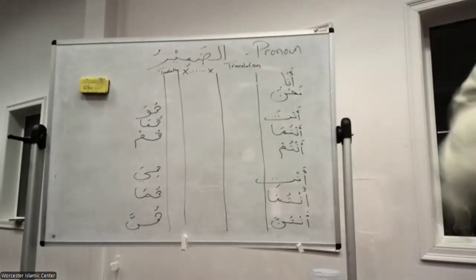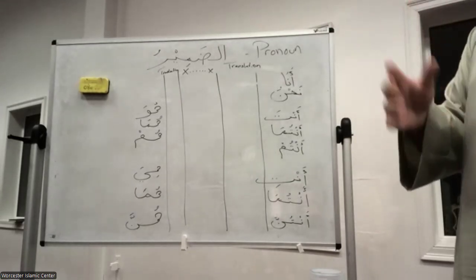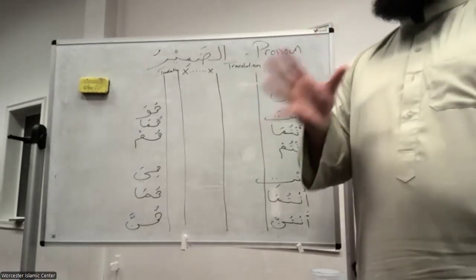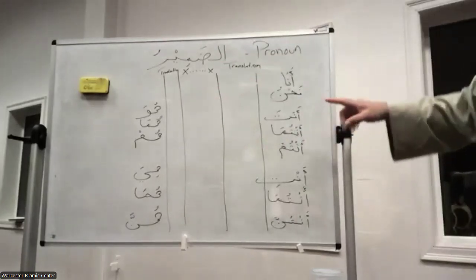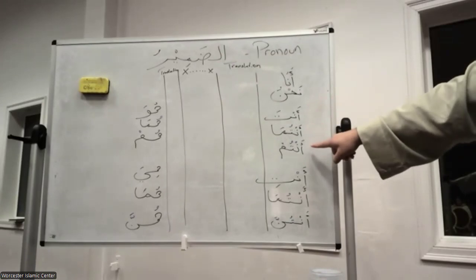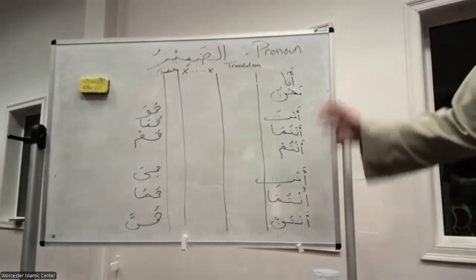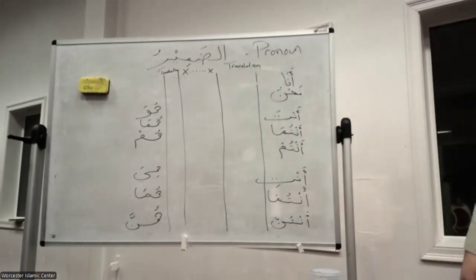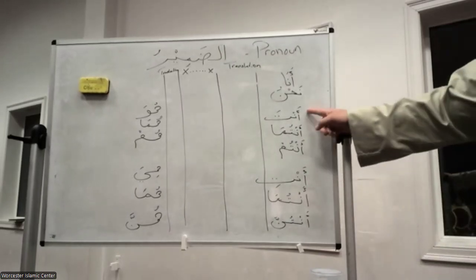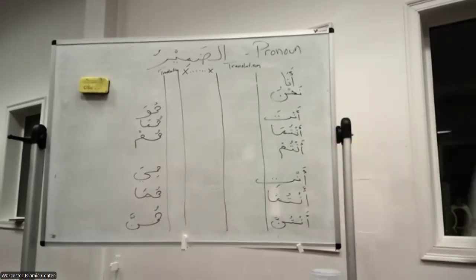Remember we talked at the very beginning that Arabic has 3 groupings: individual, one singular, dual, and plural. This is the showcase of that, the practical application of that. You, both of you, all of you.